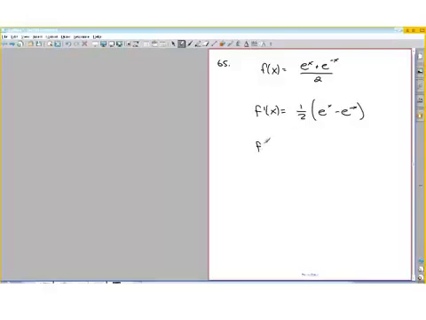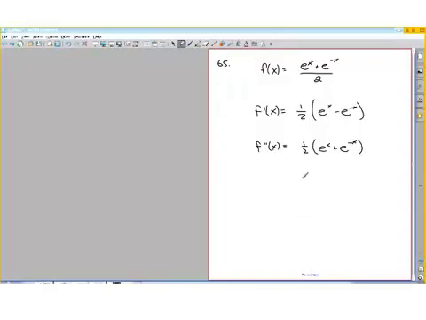The second derivative is the derivative of the first derivative. So you get 1/2, derivative of e to the x is e to the x. Derivative of e to the minus x is minus e to the minus x. So you have minus times a minus, and that becomes plus, and you get e to the minus x. So that's the second derivative.